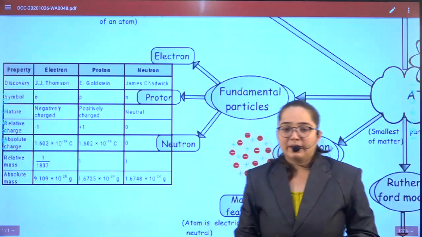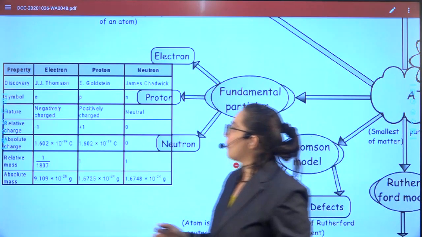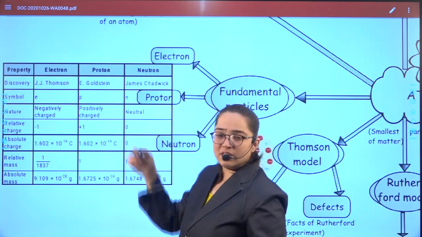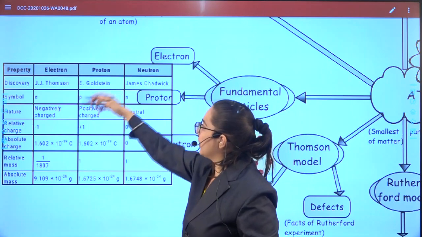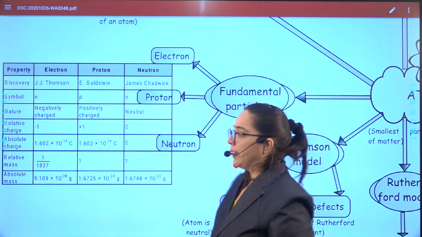The fundamental particles, that is electron, proton and neutron. Here are the major important things that are given about them. The very first one is the proton. It was discovered by Sir J.J. Thomson. Sir J.J. Thomson, yet proton was discovered by Goldstein and neutron was discovered by James Chadwick.